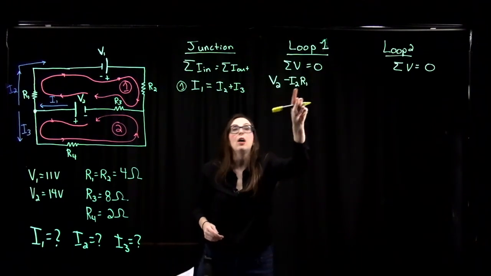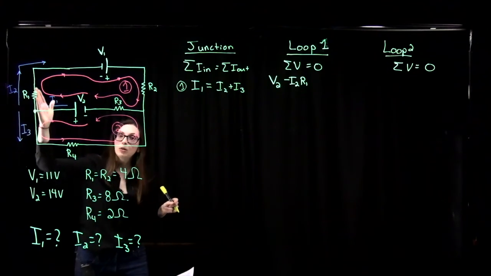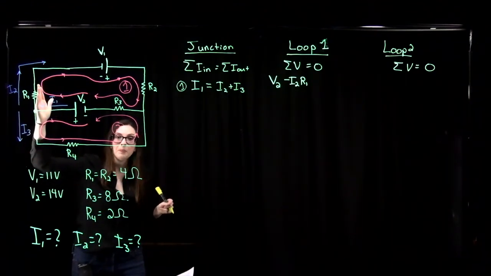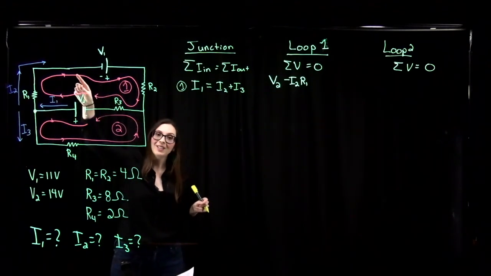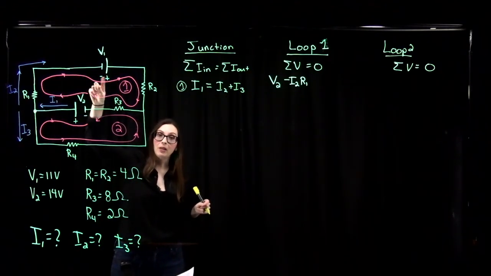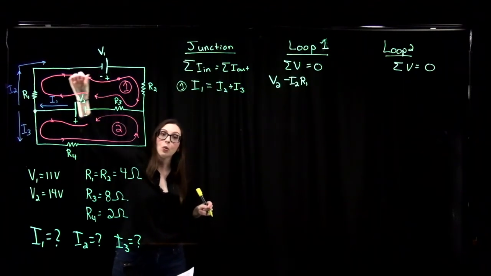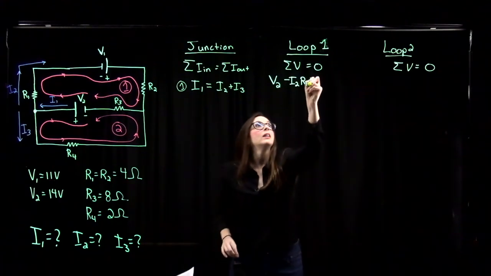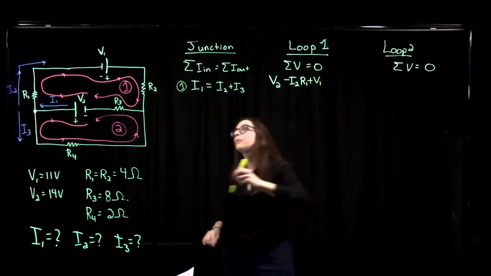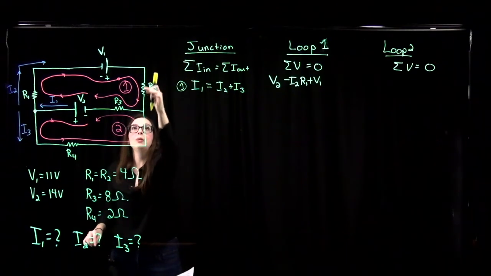V is equal to IR. The current through resistor 1 is I2. And we're decreasing our potential as we move through that resistor in the direction of current. And then we're going to come through my other battery. We're moving through this battery from the negative to the positive terminal in the direction of the current. So we're also picking up potential. So we're going to add V1 here. And then we're going to come down here through resistor 2.